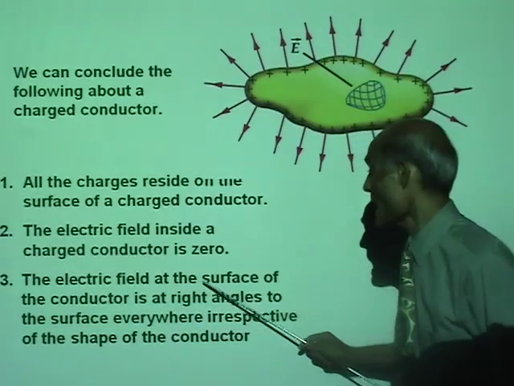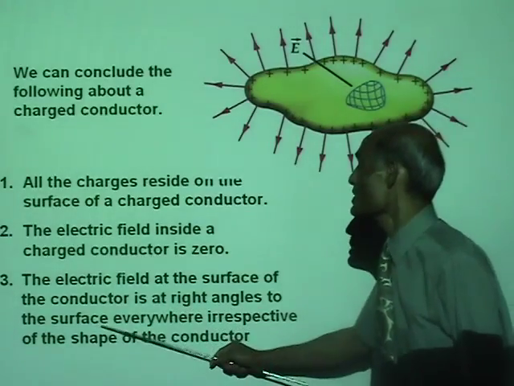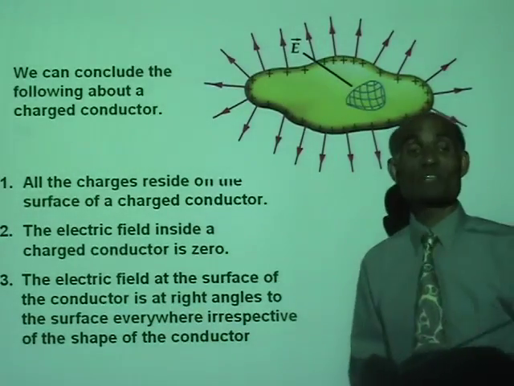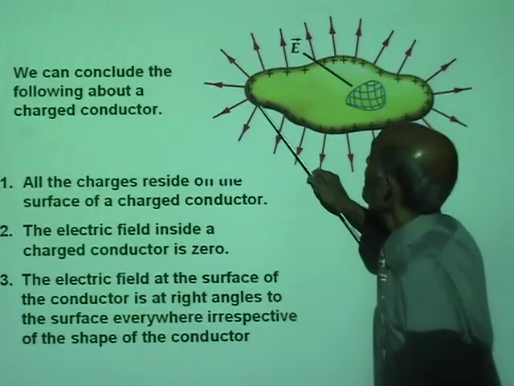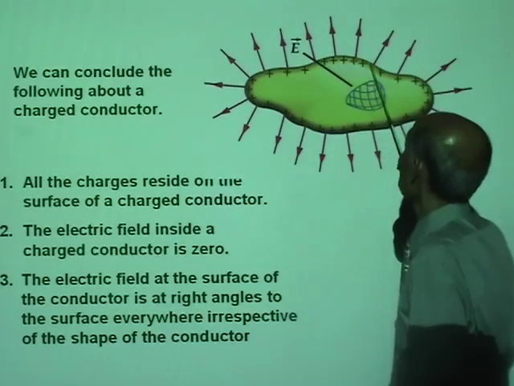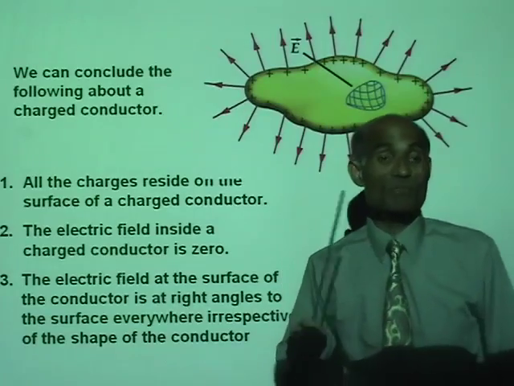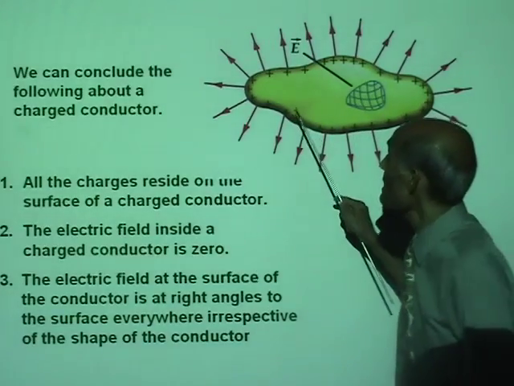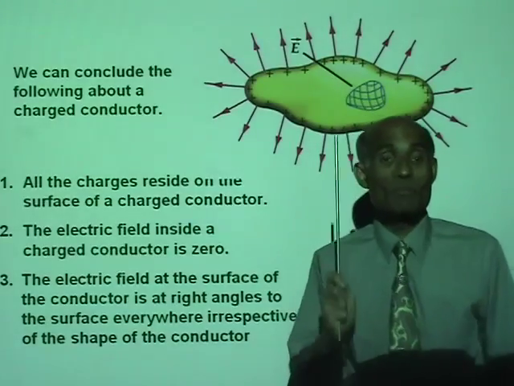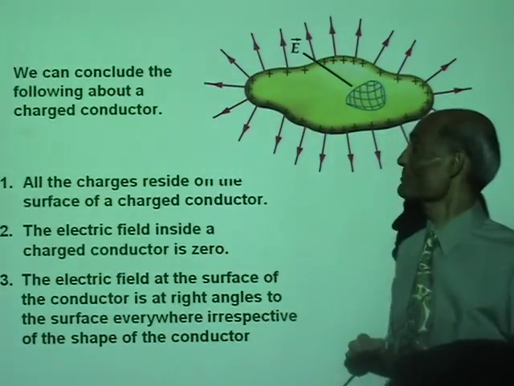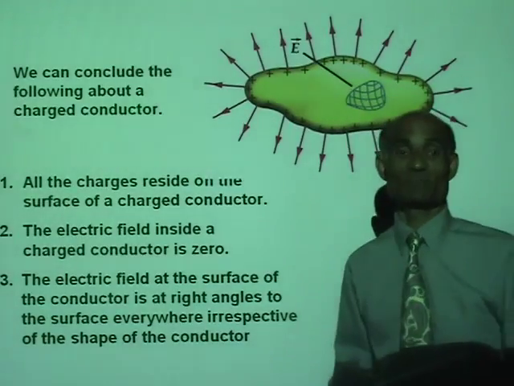The electric field at the surface of the conductor is at right angles to the surface everywhere, irrespective of the shape of the conductor. You can have bumps and valleys on the surface of the conductor like this. You see that? But irrespective of the shape, if you take any point on the conductor, the electric field at that point will be at right angles to the surface. Very important conclusions about a charged conductor.